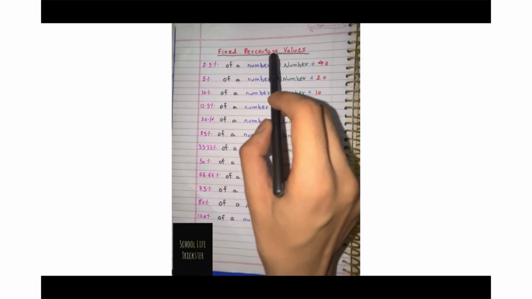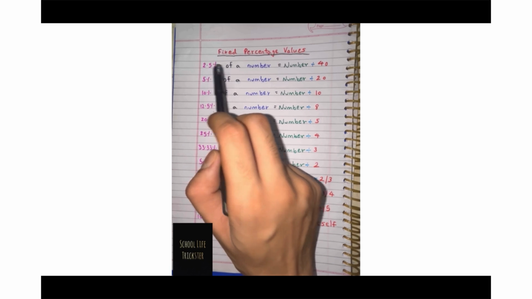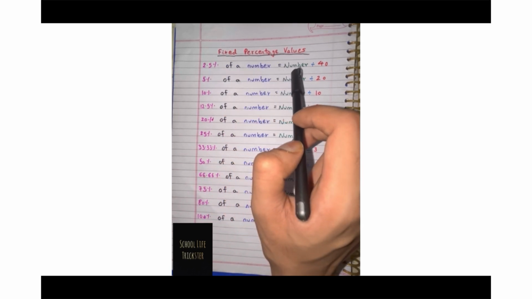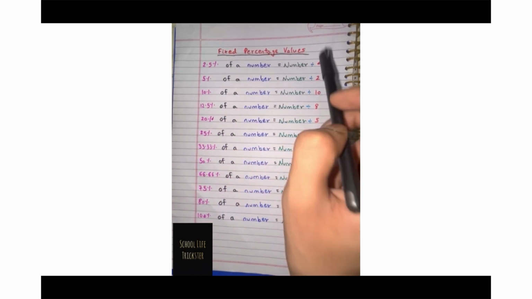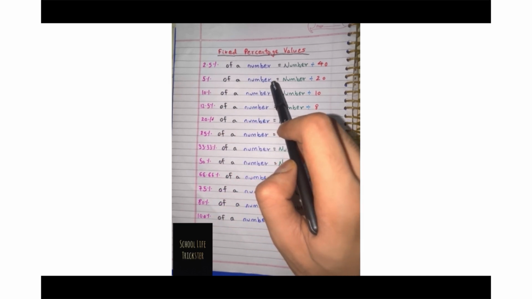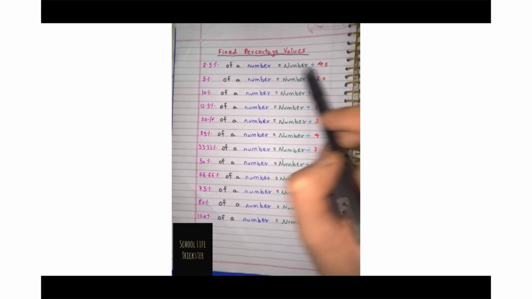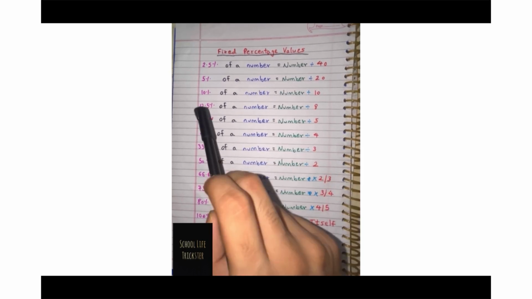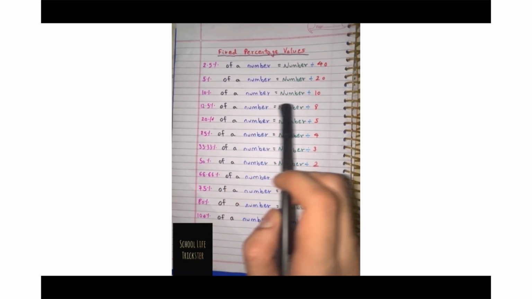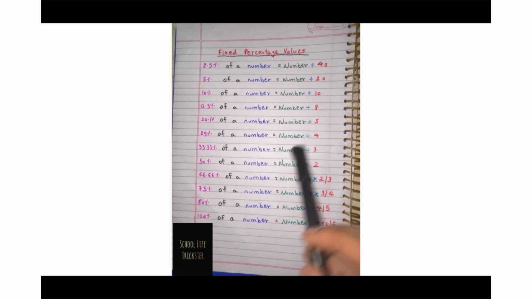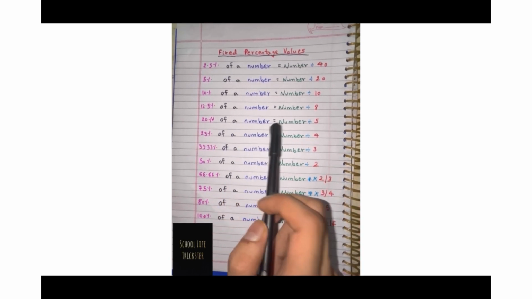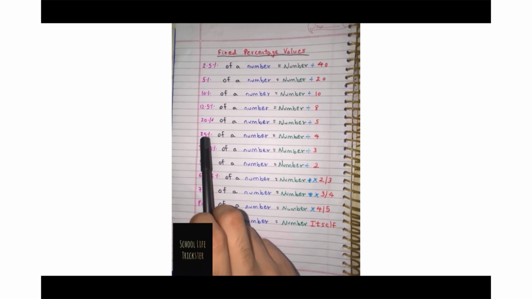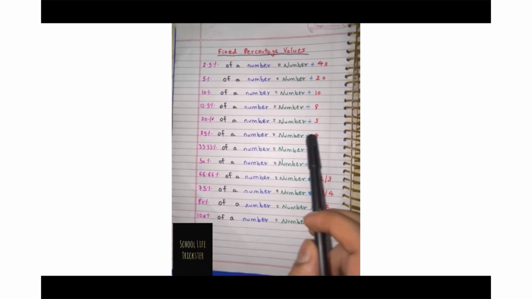Now these are fixed percentage values. 2.5 percent of a number is the number divided by 40. 5 percent of a number equals the number divided by 20. 10 percent of a number equals the number divided by 10. 12.5 percent of a number equals the number divided by 8. 20 percent of a number equals the number divided by 5. 25 percent of a number equals the number divided by 4.